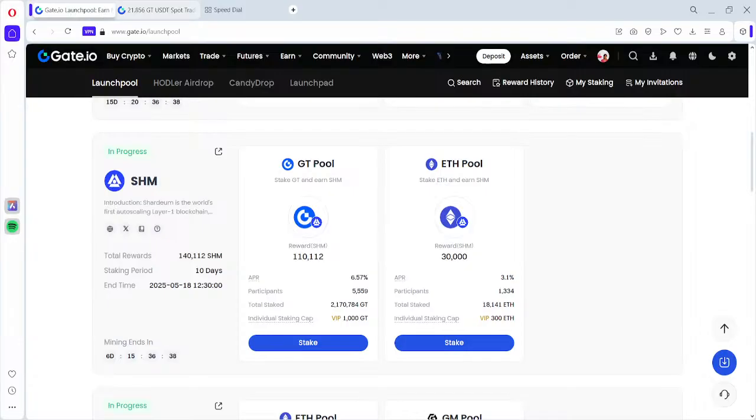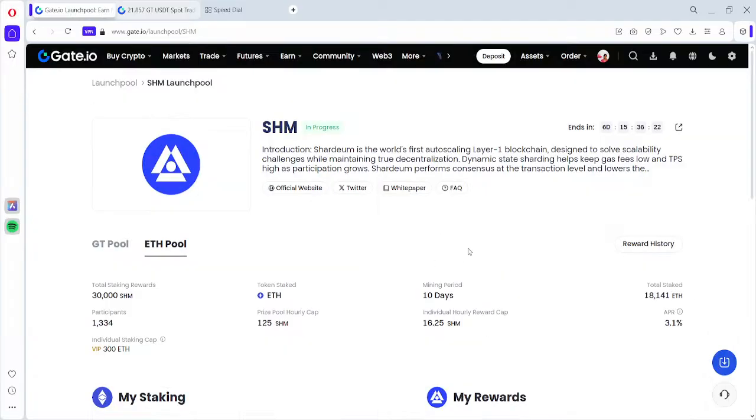Okay, so with the Ethereum pool, I will show you the participation. If you wish, you can also go with both participation. So for the Ethereum pool, let me enter and start my stake.